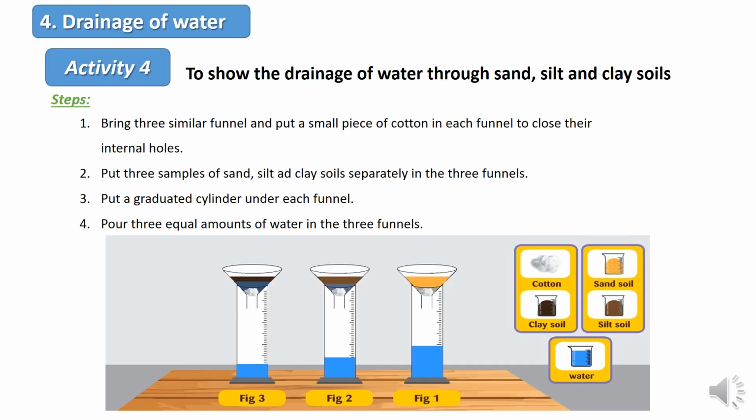Number 4. Drainage of water. To show the drainage of water through sand, silt, and clay soils, bring 3 similar funnels and put a small piece of cotton in each funnel to close their internal holes. Put 3 samples of sand, silt, and clay soil separately in the 3 funnels. Put a graduated cylinder under each funnel. Pour 3 equal amounts of water in the 3 funnels.